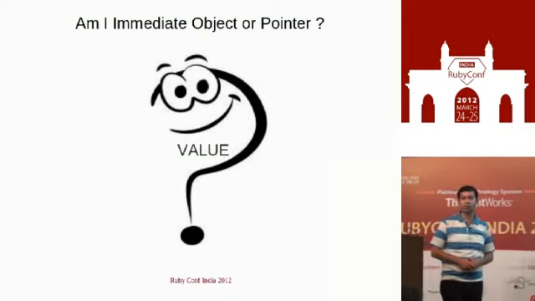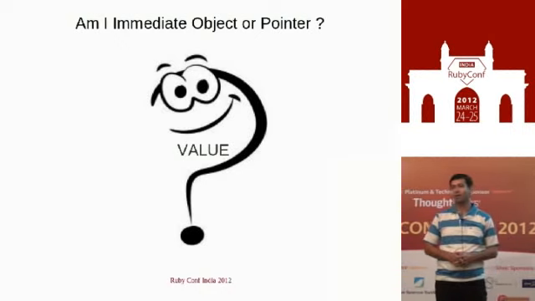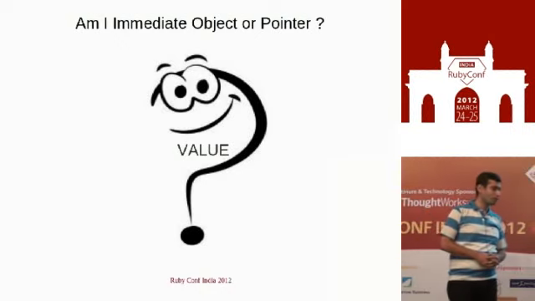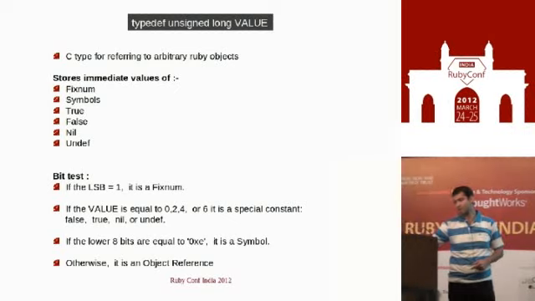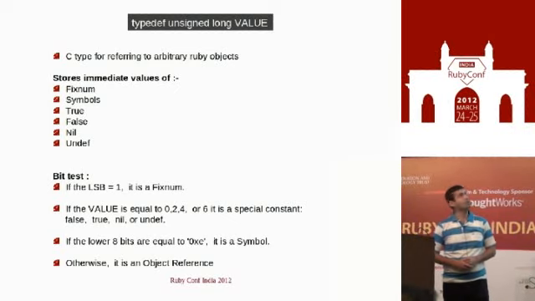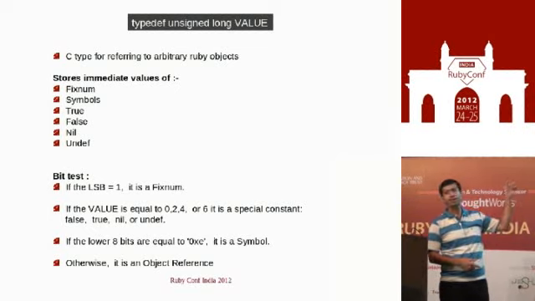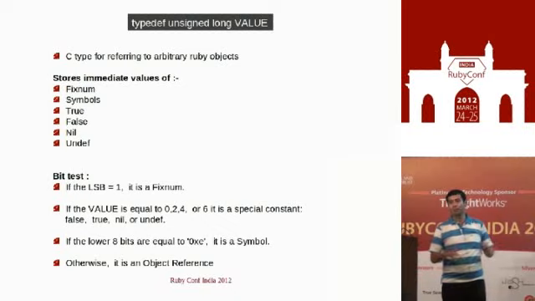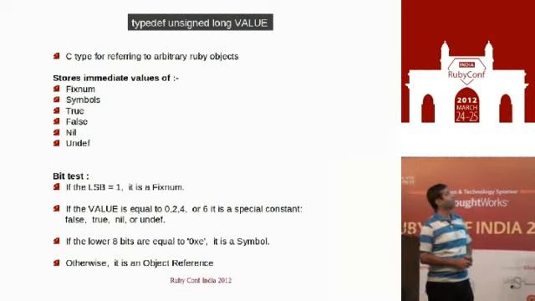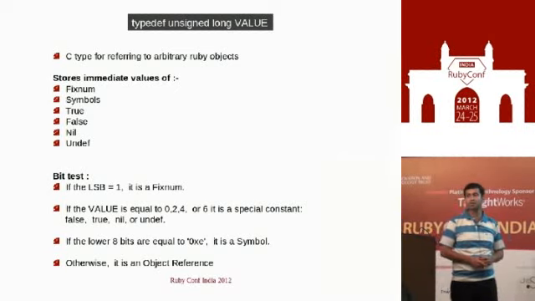Now let's talk about what a VALUE is. So am I an immediate object or am I a pointer? I said that it is actually pointing to the objects, it's a pointer, but that is not always the case. In C, VALUE is defined as a typedef of unsigned long. For a 64-bit machine, the unsigned long is 8 bytes, and it is the C type for referring to arbitrary Ruby objects.